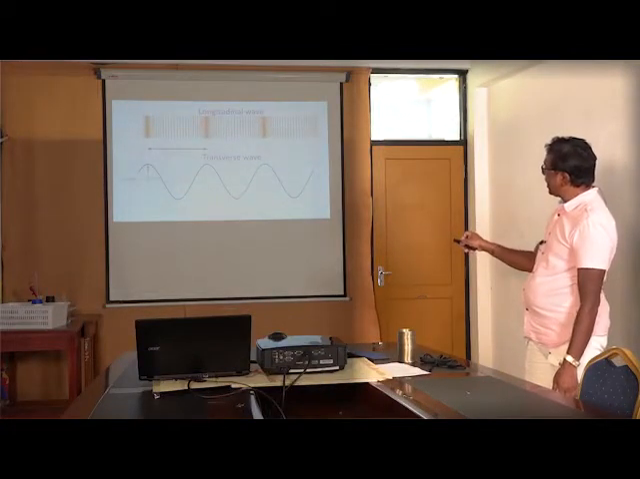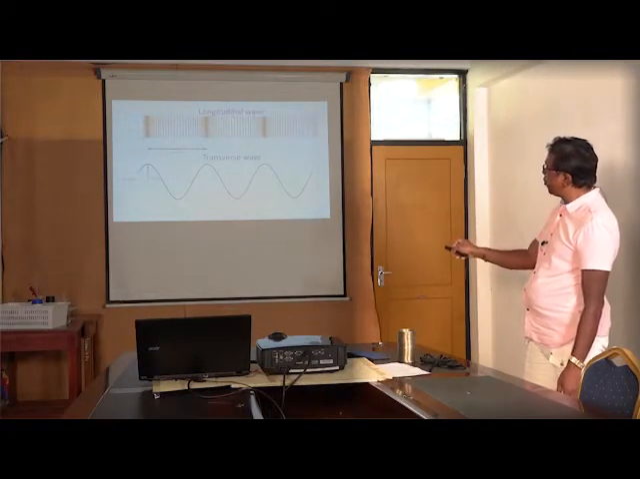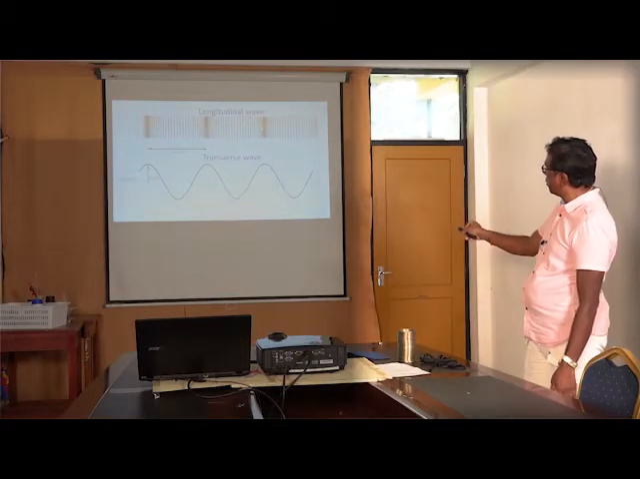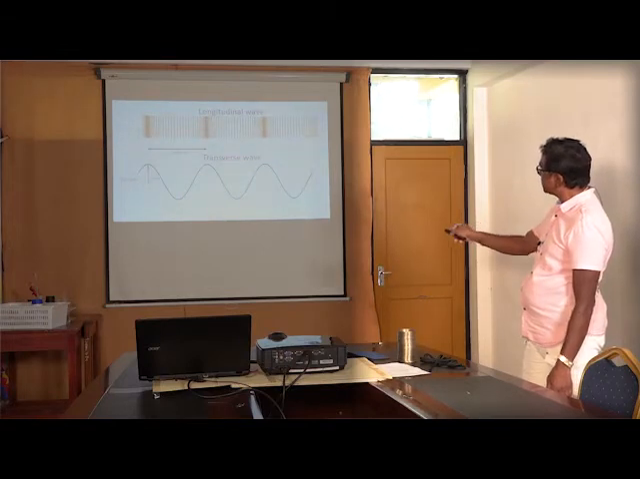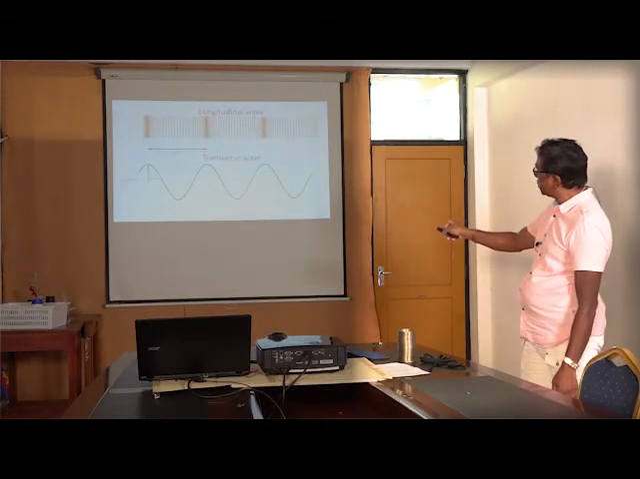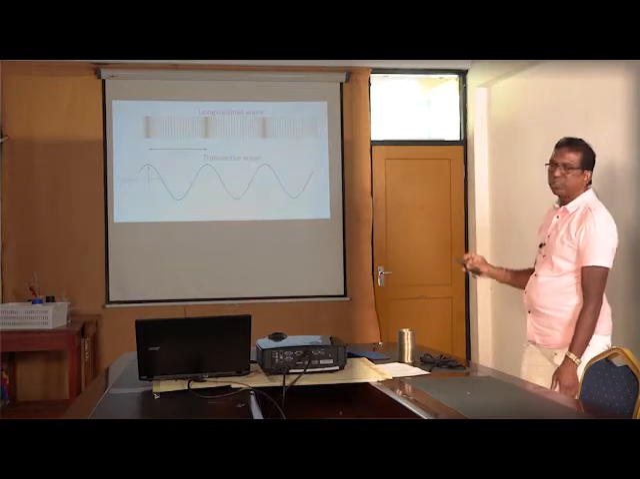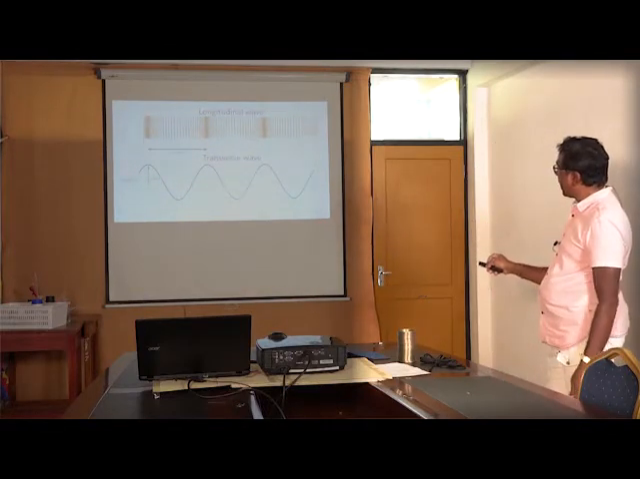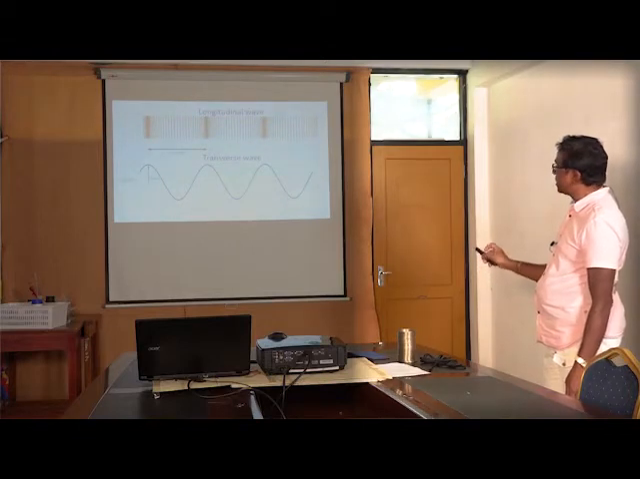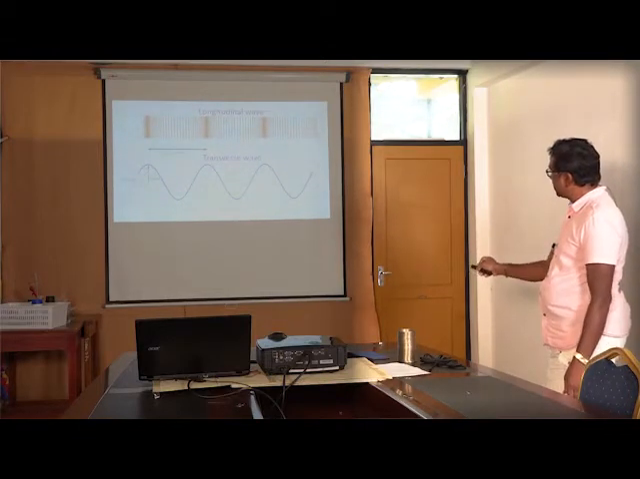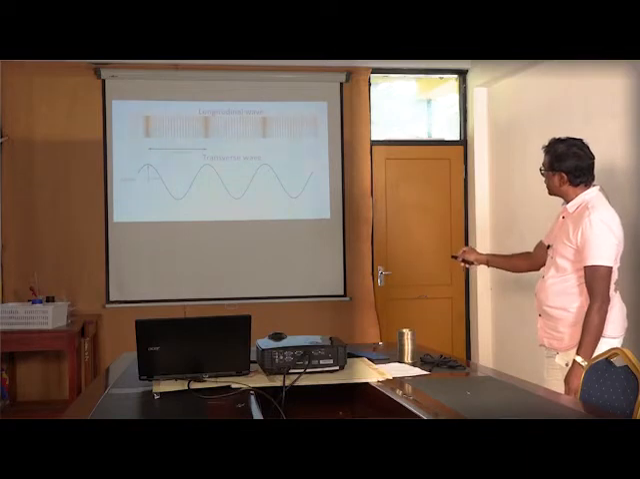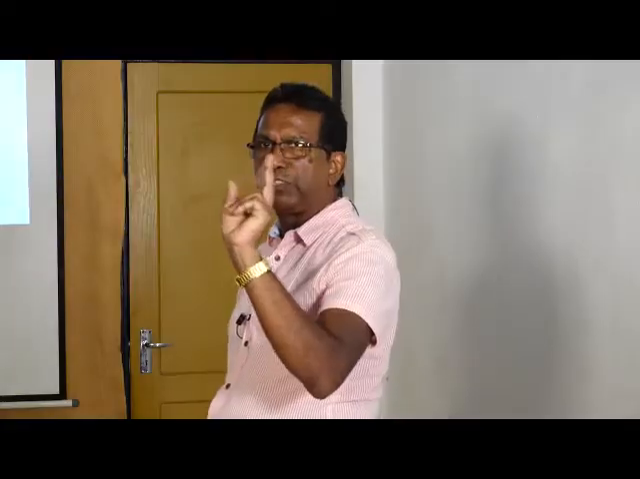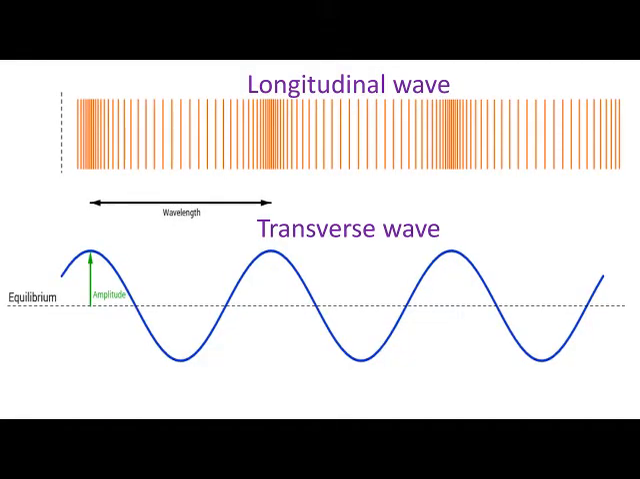Now, here again, the wavelength is between 2 points that are in phase. 2 compressions or 2 rarefactions, or 1 point on this wave to its corresponding point on the other wave. These are all wavelengths. For example, here also, I can have these two distances as the wavelengths, or this point to this point, they are all the same. It should be 2 points on the wave that are in phase.